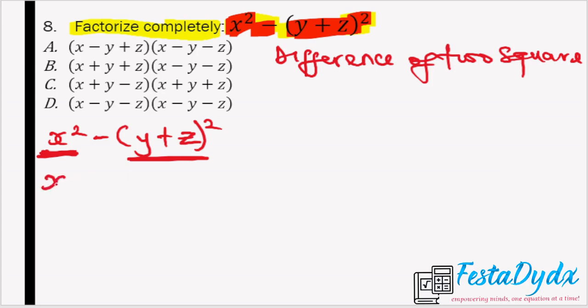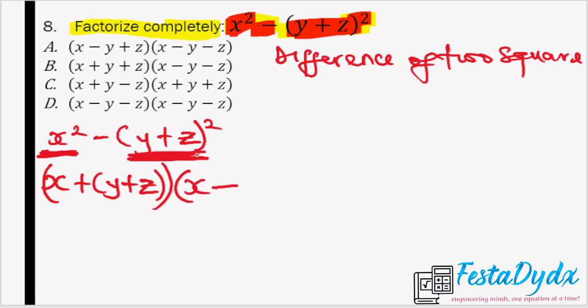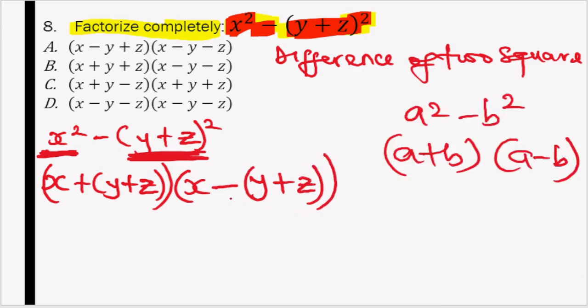So let's have it x plus y plus z, and I'll put it in a bracket. Now, the next one is going to be x minus this variable here, which is y plus z. So let's put this in a bracket, then a big bracket. Let me expand this bracket. We're going to have, that's the bracket inside.